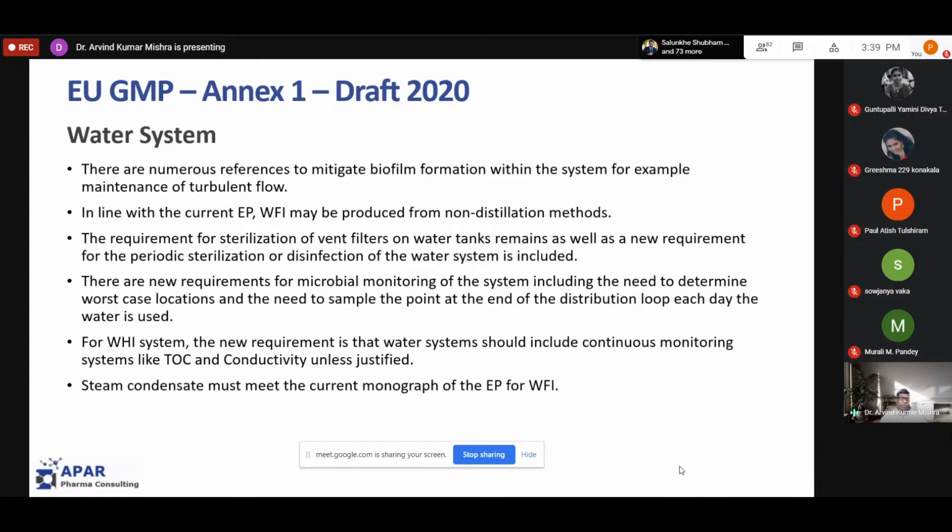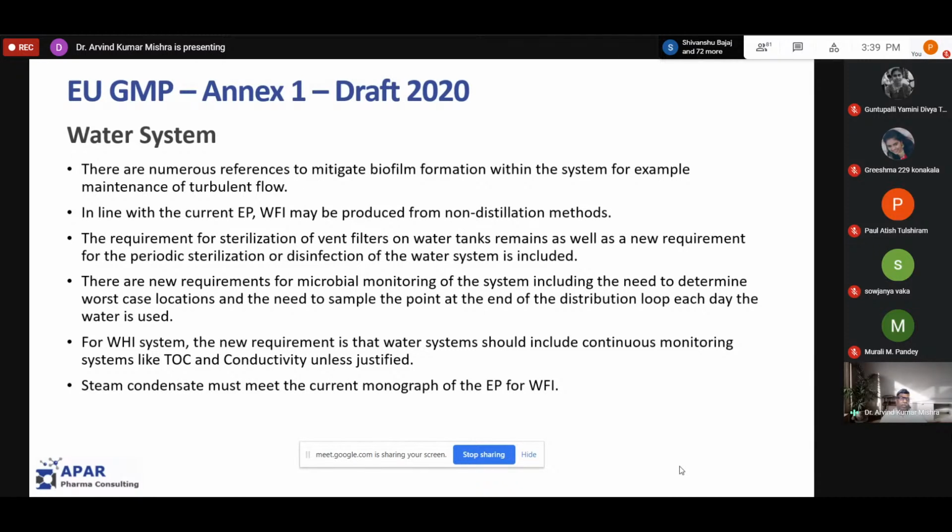In the case of the water system, numerous references have been given on how to mitigate biofilm formation, because when the water is flowing, there is a chance of biofilm formation, and the water should always be maintained at a turbulent flow and at high temperature.